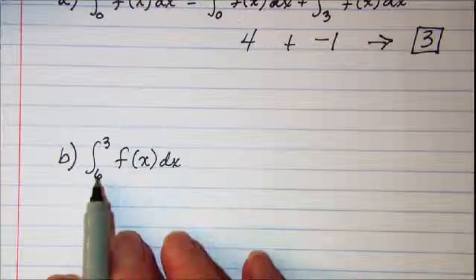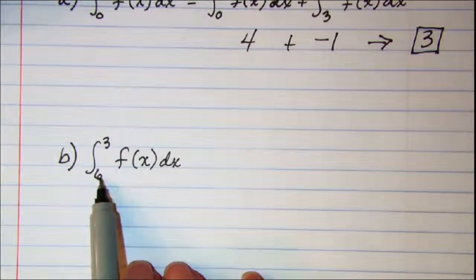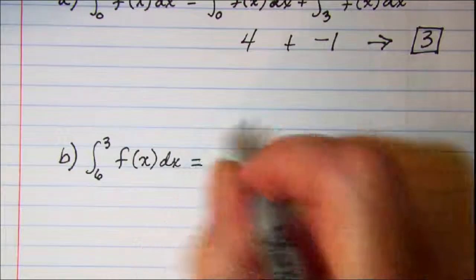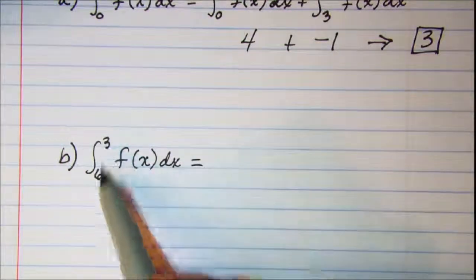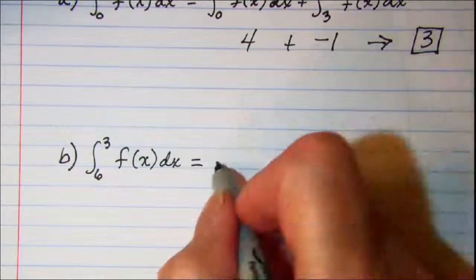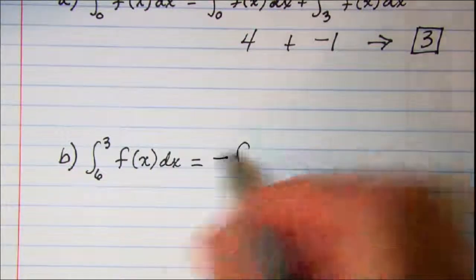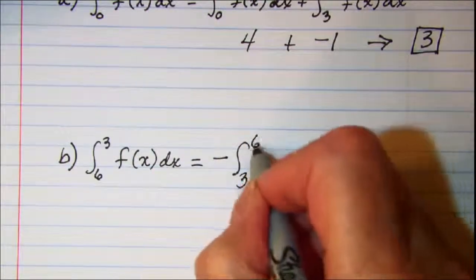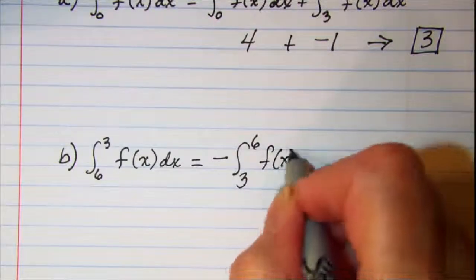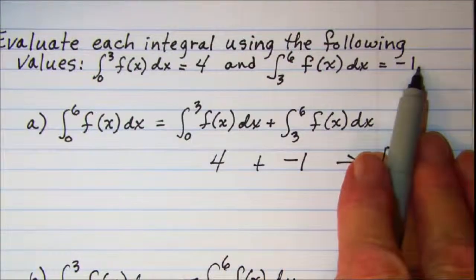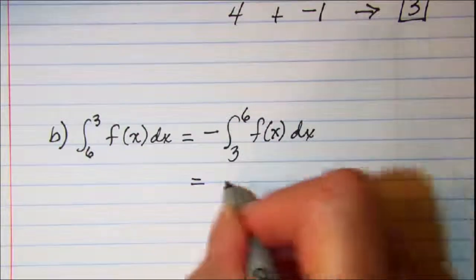And then on this one, we have the integral from 6 to 3 of f of x dx. We know that we can turn these limits of integration around by negating the integral. So this is the same as the negative of the integral from 3 to 6 of f of x dx. And we're given that that is equal to -1. So this is 1.